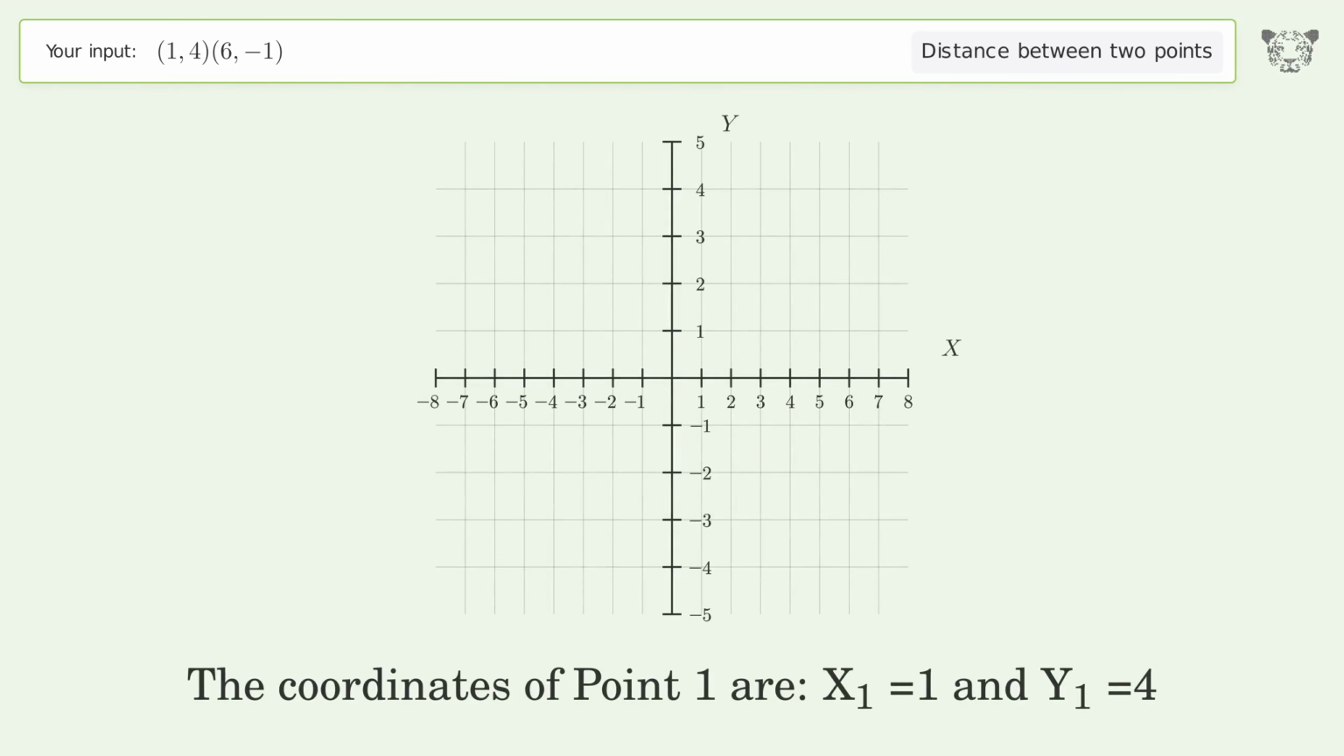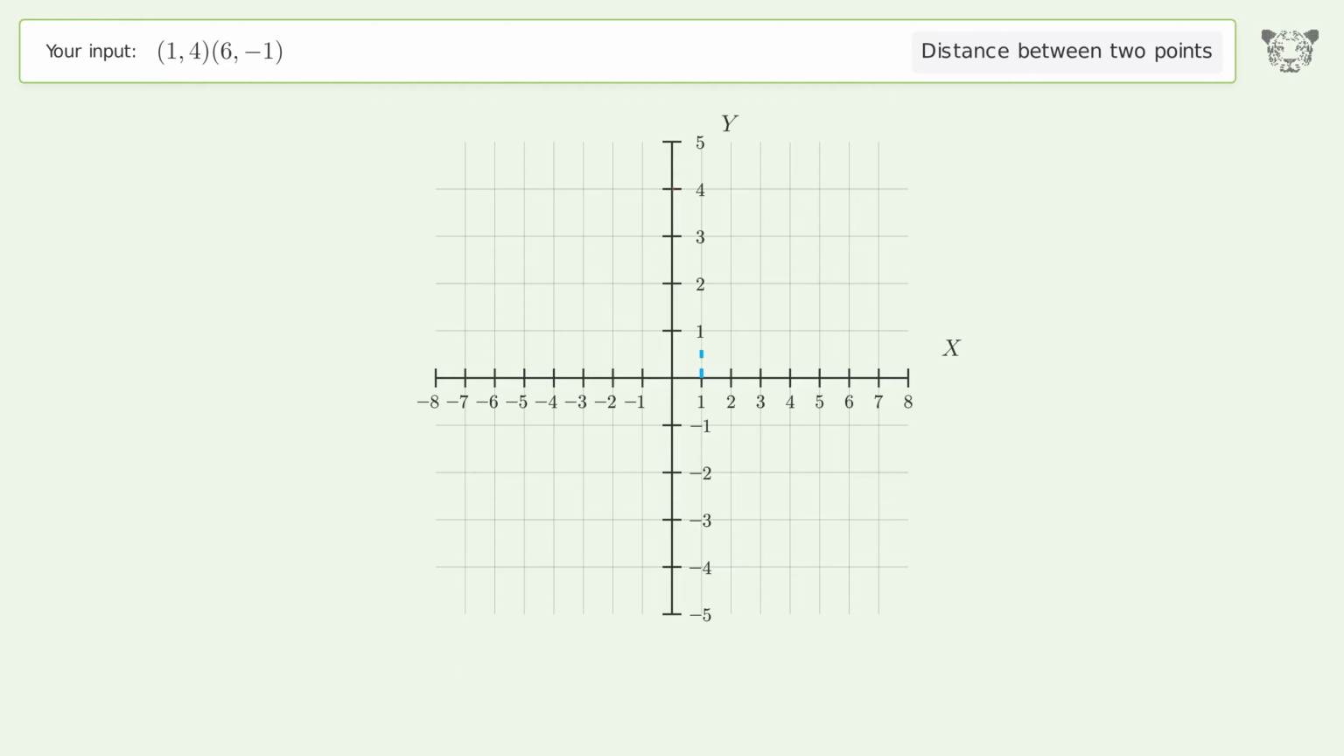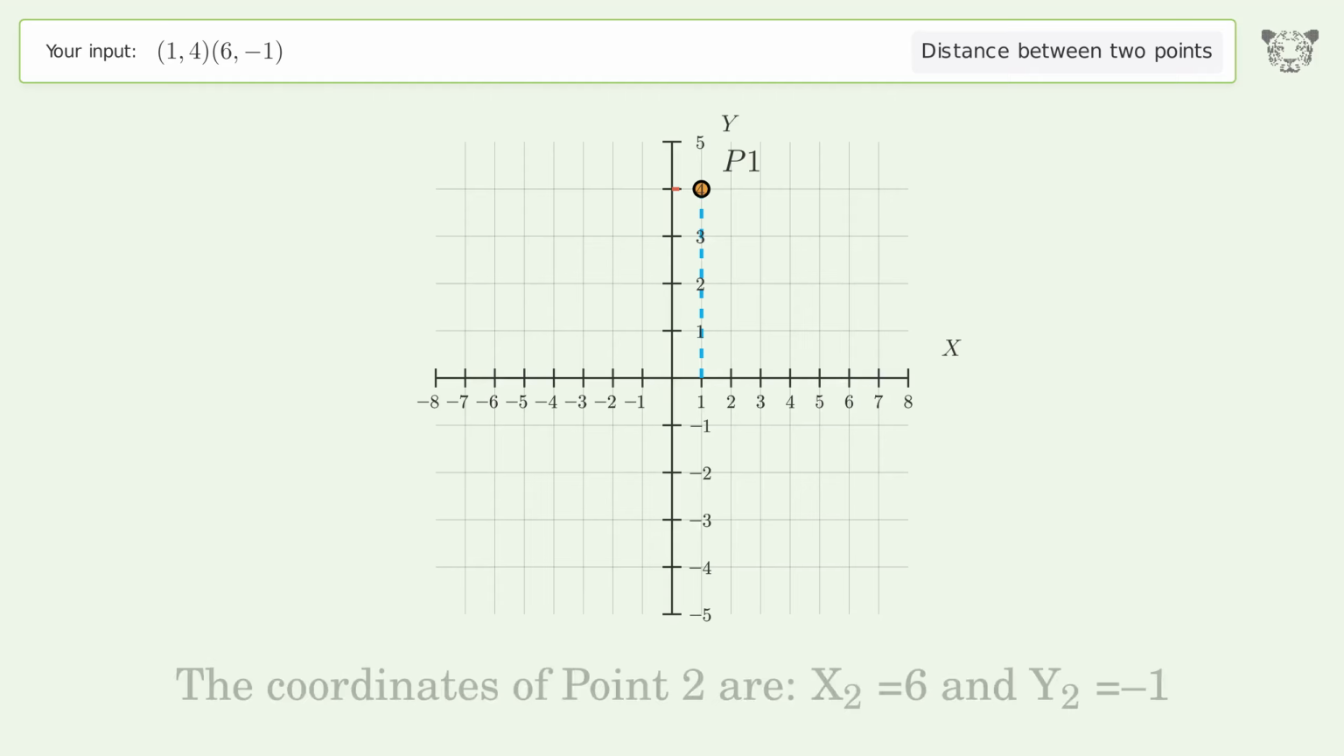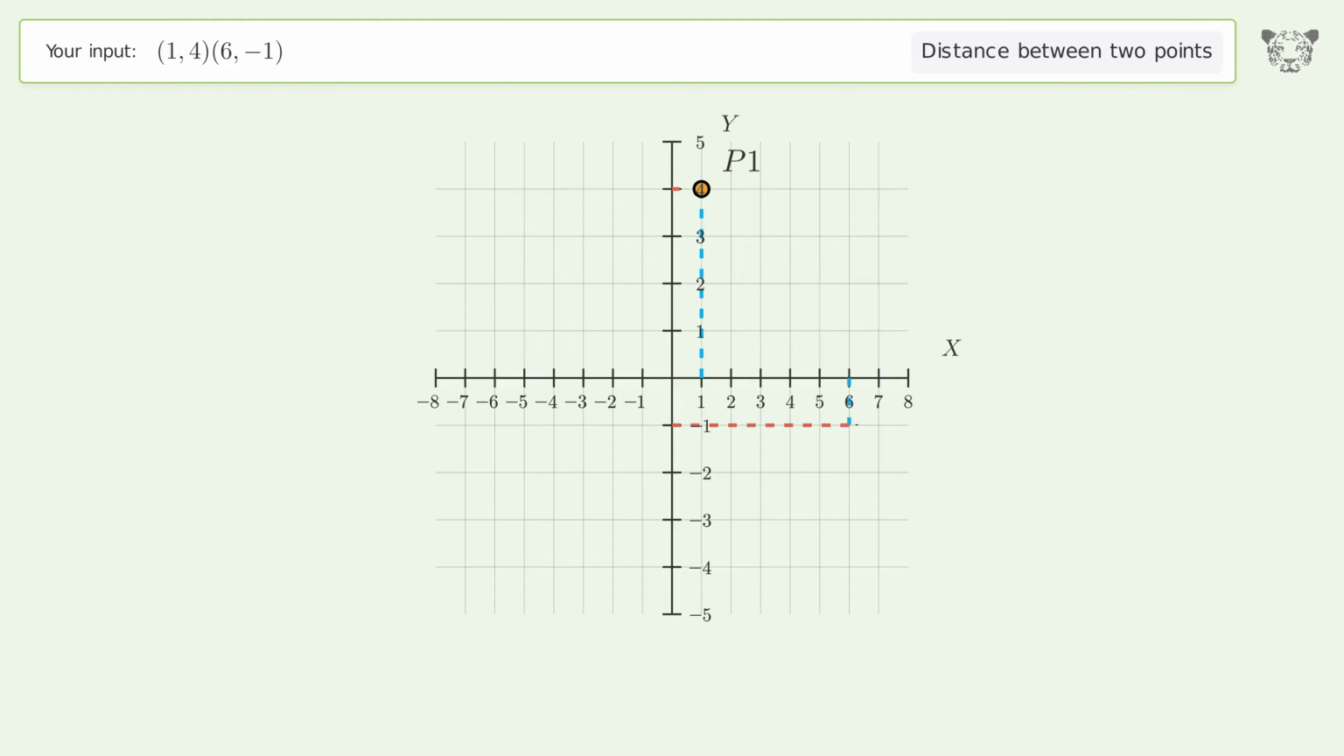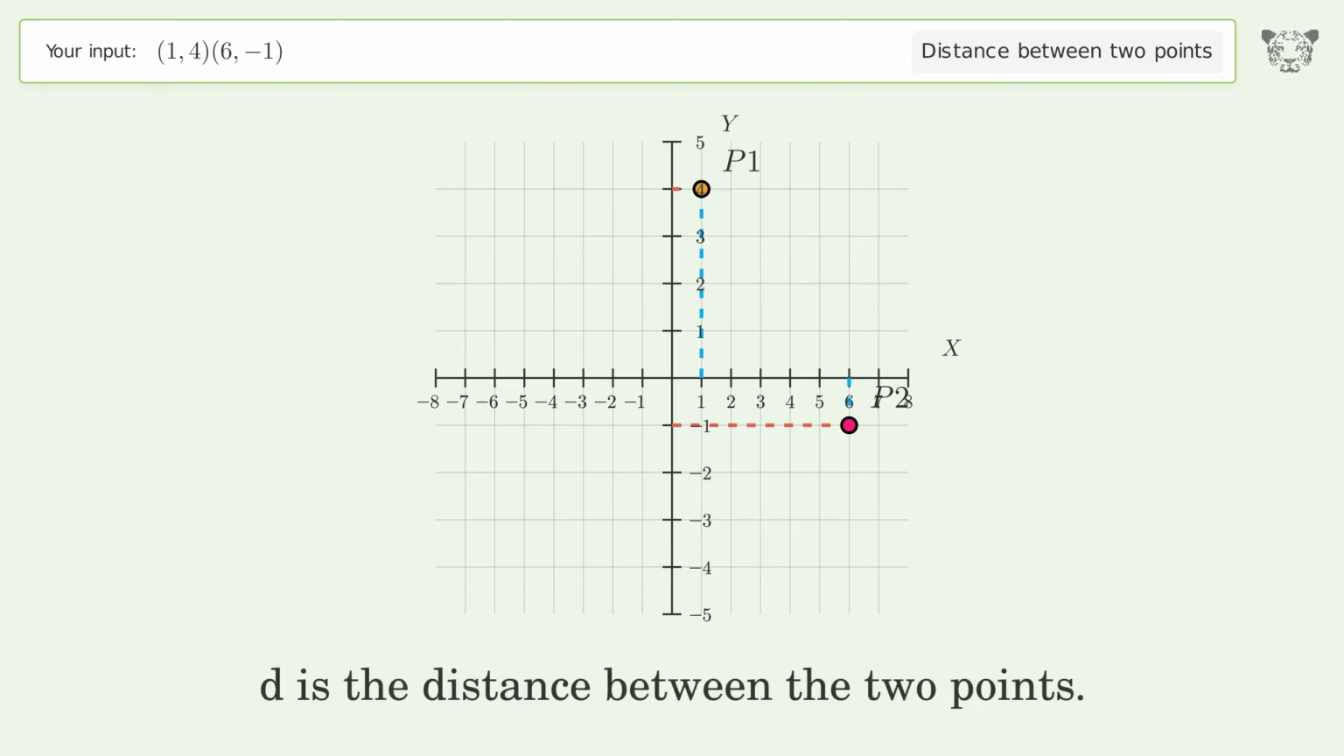The coordinates of point 1 are x1 equals 1 and y1 equals 4. The coordinates of point 2 are x2 equals 6 and y2 equals -1. D is the distance between the 2 points.